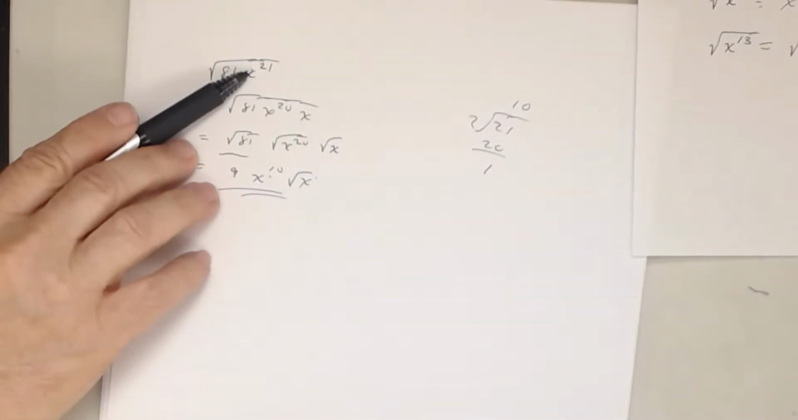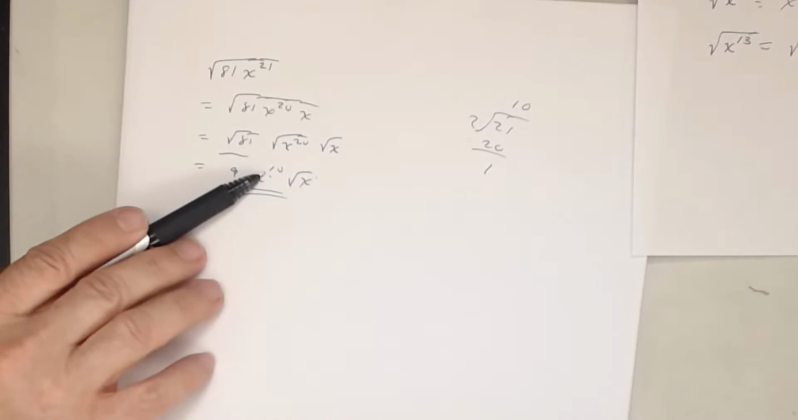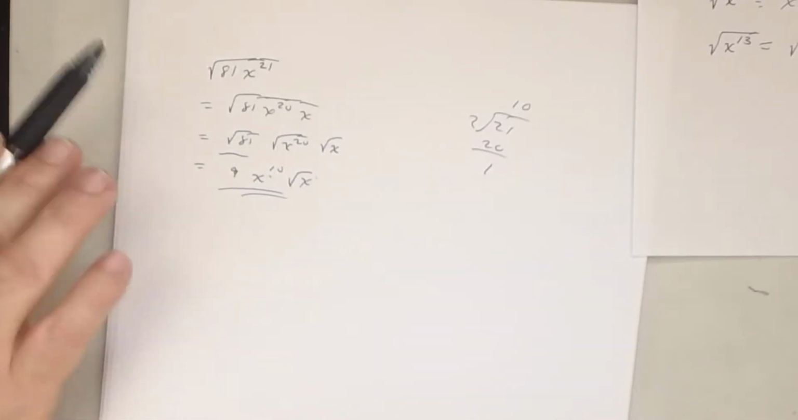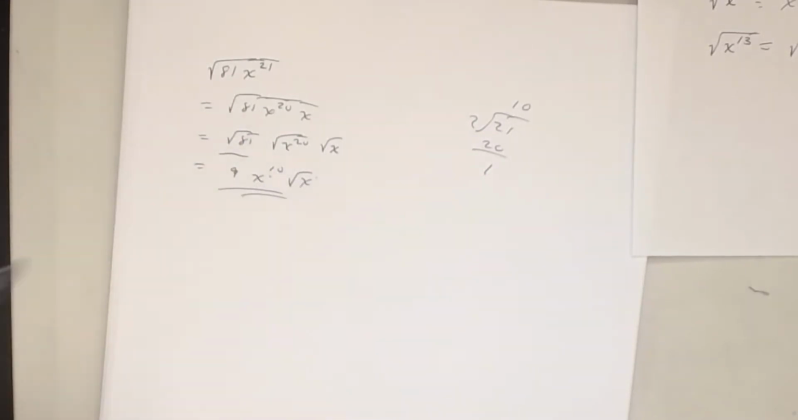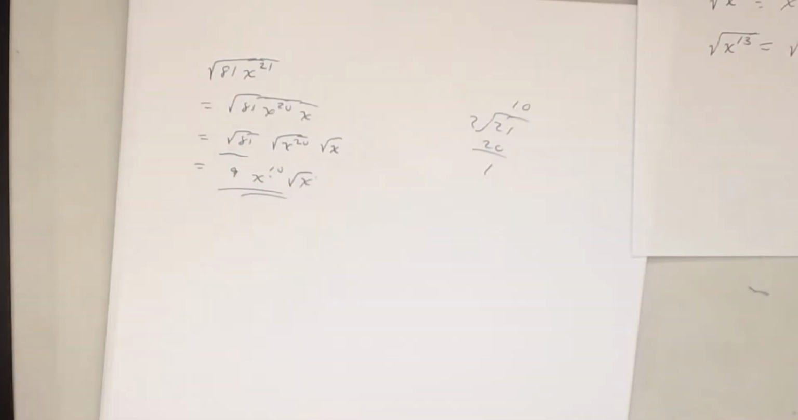2 goes into 21, 10 times, so you have to make sure your answer has x to the what? 10th power. And what was the remainder? 1. And in fact, if you think about it, since I'm dealing with the square root, when I simplify, if you look at all the problems we've done, the exponent under the radical is always going to be what? 1. It's always going to be 1.